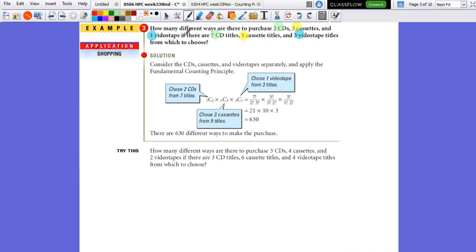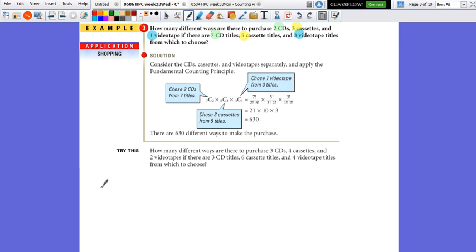How many different ways are there to purchase 2 CDs from 7 CDs, 3 cassettes from 5 cassettes, and 1 video from a pool of 3 videos? So 2 from a pool of 7, 3 from a pool of 5, 1 from a pool of 3. Well, let's just do the greens right now. Let's treat the greens like a separate problem.